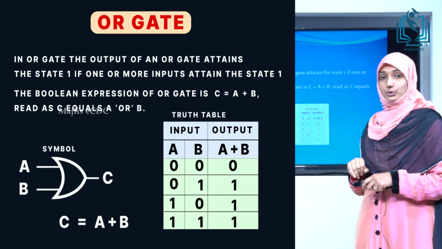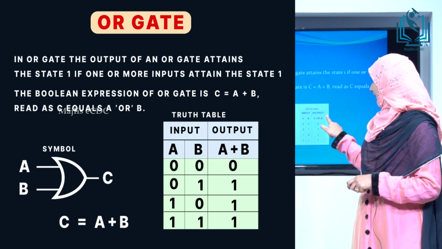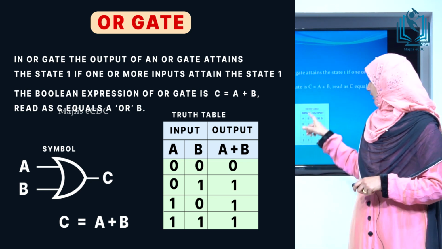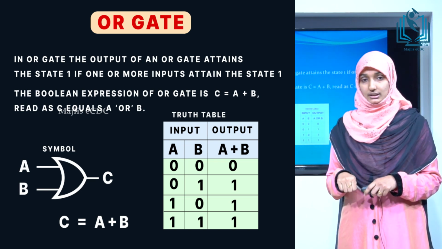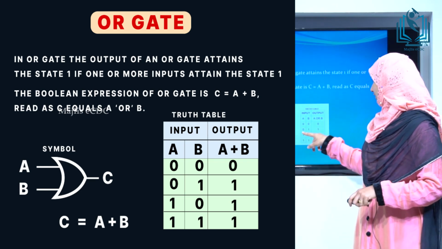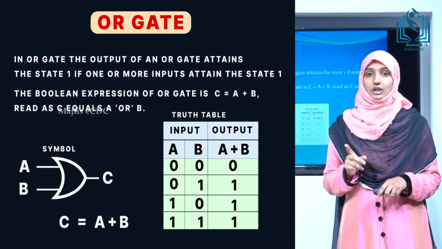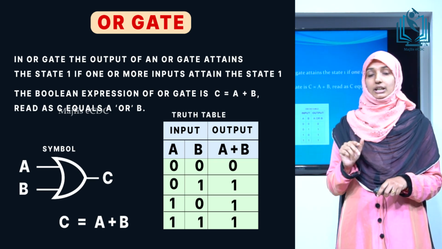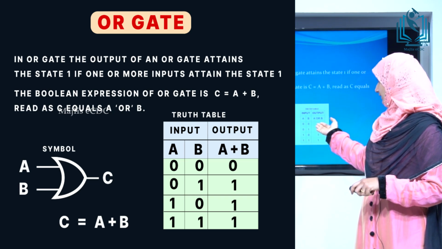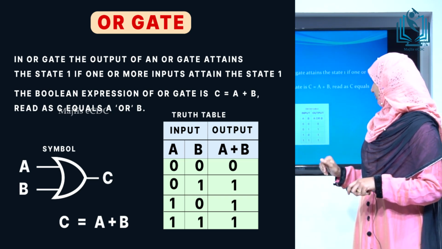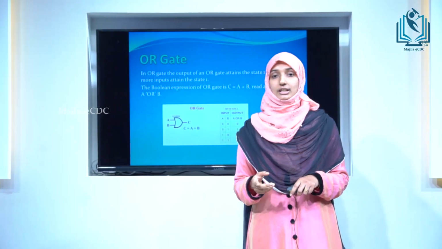The next one is the truth table of the OR gate. In the truth table, A and B are the inputs and A or B is the output. A and B are the inputs, so there are 2 raised to 2, that is 4, input combinations. They are 0 0, 0 1, 1 0 and 1 1. As per the definition, the output of the OR gate will be 1 if any one of the inputs is 1. So in the first case, 0 0, A and B are in the 0 state, and the output will be 0. In all the other cases, the output of the OR gate will be 1.